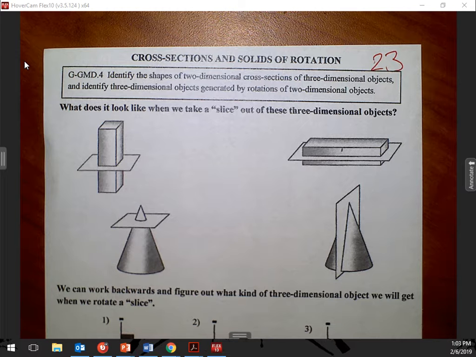Okay, cross section. So we're basically going to take something and make a cross section of it. So we're going to cut it in a certain direction.